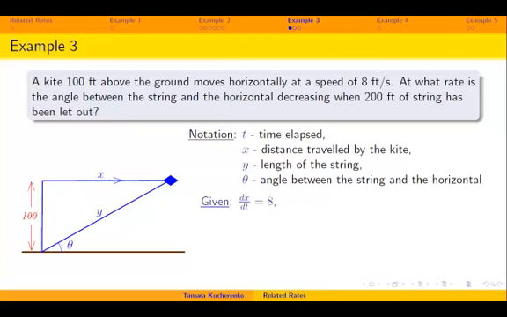We are given that the speed of the kite, which is the rate of change of the distance it traveled, x, with respect to time, is 8 feet per second. Our goal is to find the rate of change of the angle theta at the moment when the length of the string y is 200 feet. We need a relation between the rates of change of x and theta.